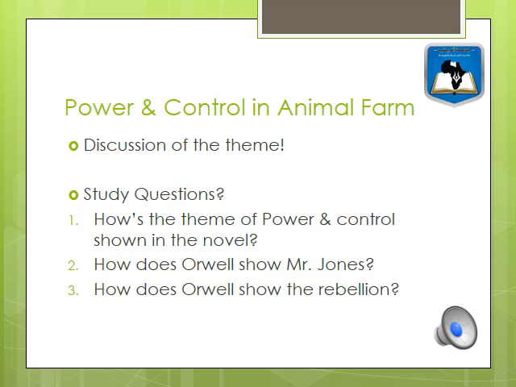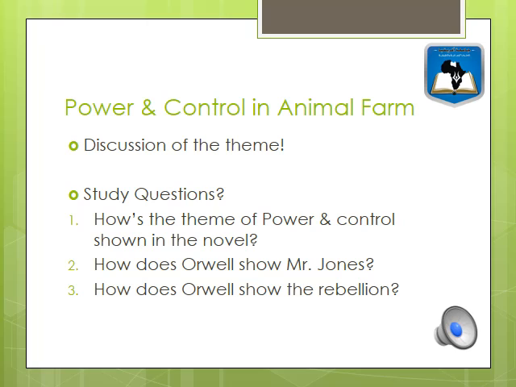So, this is mainly about power and control. Please use this information to guide you in understanding the text of the novel. Now we turn to study questions. One question is, how is the theme of power and control shown in the novel? Hear me out. I will try to answer this question for you, but the other two questions you are required to answer. So one part is Mr. Jones exploiting his power and treating the animals badly. He mistreated animals. That's one way the theme of power and control is shown in the novel.